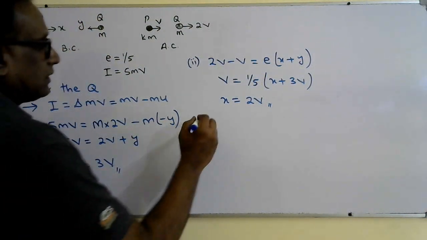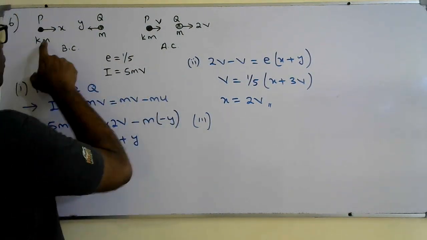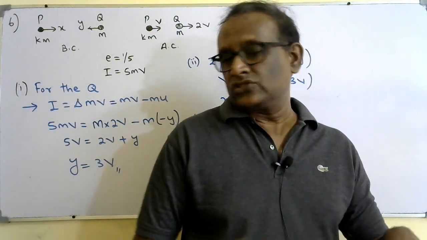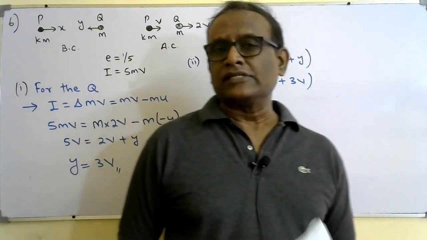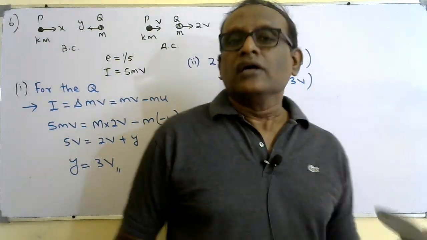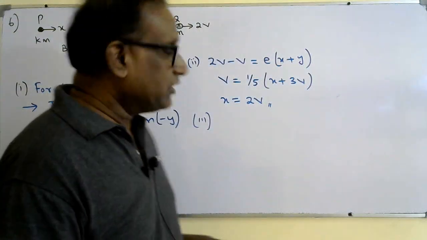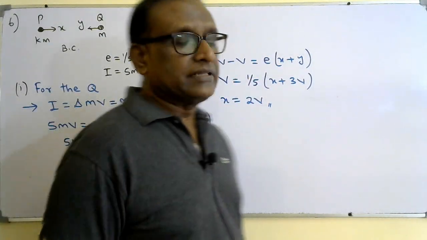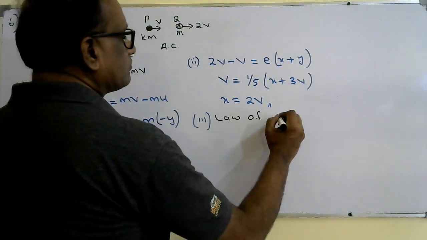Now the third part, they ask to find k. Now if you want, you can use the same equation for P. There will be k, but we know x and y, so you can solve it. Or you can use the law of conservation of momentum. Either way you can approach it. You can use the law of conservation of momentum, or I equals mv minus mu for particle P. You will be able to find the value of k. Okay, so I'll use the law of conservation of momentum. If you want, you can use I equals mv minus mu for particle P. You will end up with the same result.